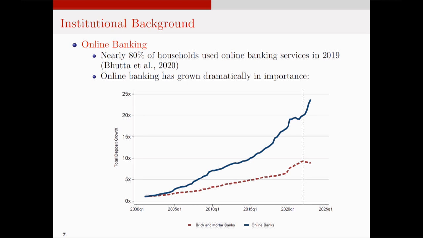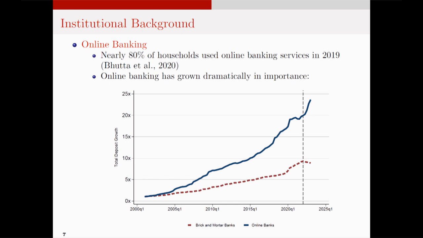Okay. So online banking. I keep talking about online banking. I don't need to convince you of the importance of online banking, and some survey evidence shows that nearly 80% of households used online banking services in 2019, and this is similar in Europe as well. But also 80% of these people still go to a bank branch as well. So bank branches are still important for traditional banks. But we know that online banking has grown dramatically.